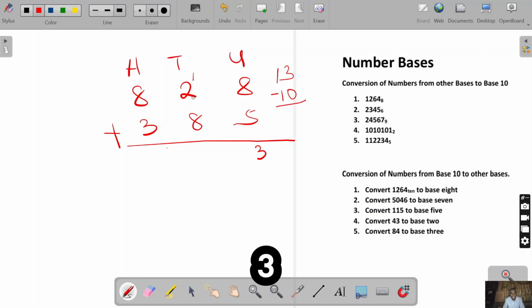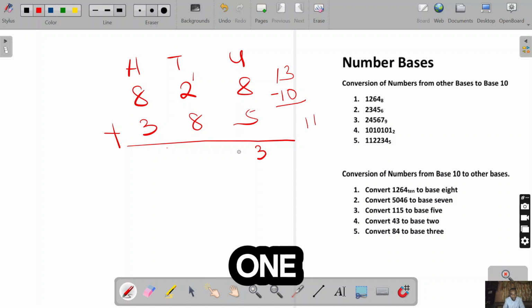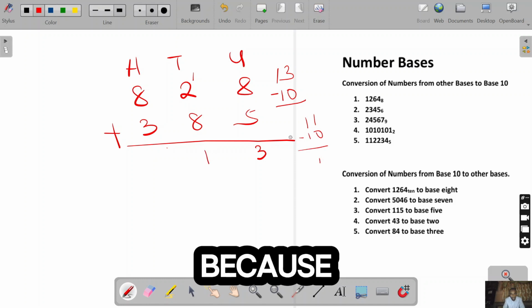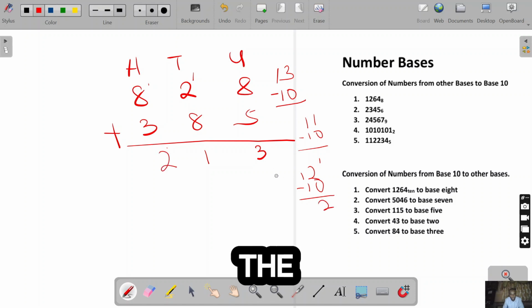So 1 plus 2 is 3. 3 plus 8 is 11. We are working in base 10, so I'm going to write 1. If I deduct 10 from 11, I will have 1 as remainder. Because I deducted 10, I will carry 1 here. 1 plus 8, 9. 9 plus 3, 12. I can't write 12 like this. Because I'm working in base 10, we remove 10 from 12. That will give me 2. So I'll write 2, and I'll carry the 1 because I removed 10 just once. Bringing down the 1, the answer is 1, 2, 1, 3.